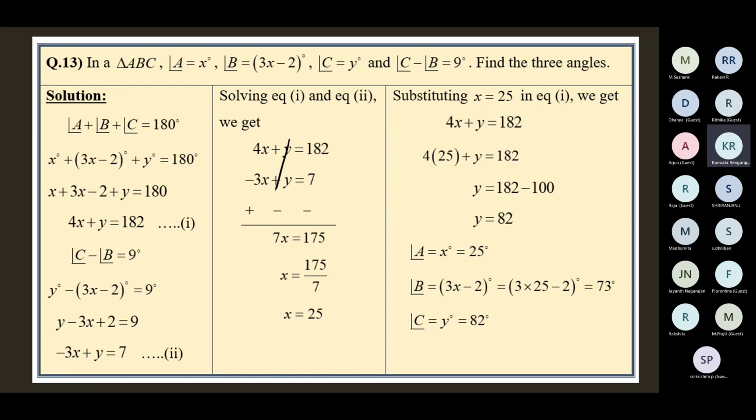So change the signs: plus y minus y gets cancelled. 4x minus 3x. Oh my God, sorry. 4x plus 3x is 7x. And 182 minus 7. Take the changed sign. Forget the original sign. Take the changed sign, the new sign. Solve for x and y. And then you have to find the angle. So put it in the expressions for angle A, angle B, and angle C, and find the measures of angles A, B, and C.